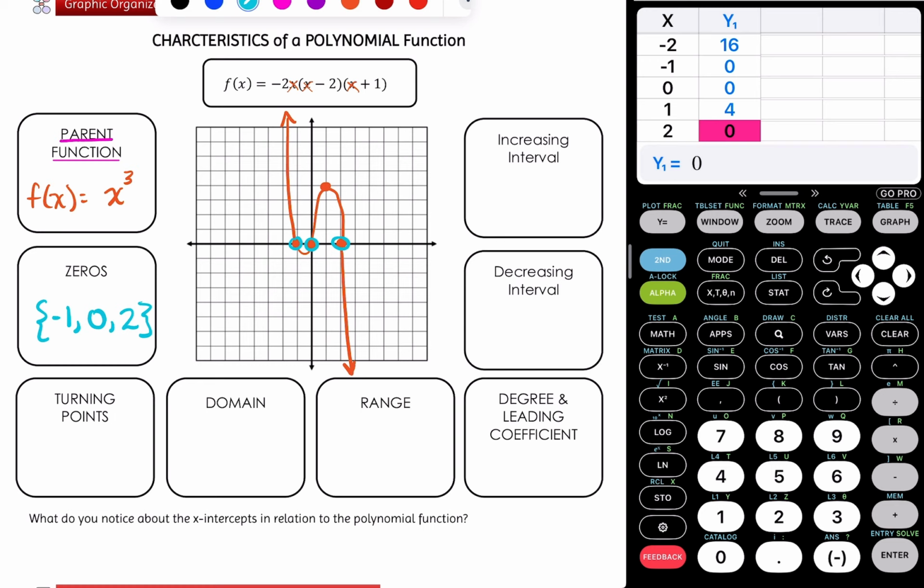Turning points. How many are there? Let's see, we're going down, down, down, down, down. We turn and start going up. So that's 1. And then we go up, turn, and we come back down, and now we're going down forever. So there are 2 turning points.